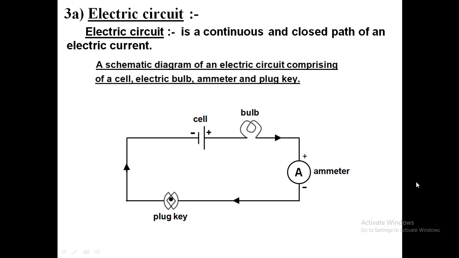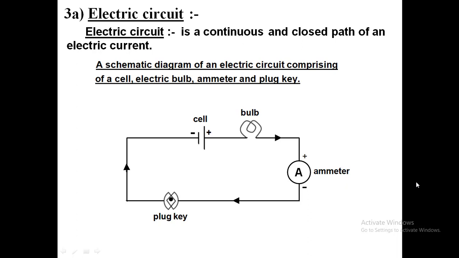Dear students, in this video you are going to learn about what is an electric circuit and different types of electric components. What is an electric circuit? An electric circuit is a continuous and closed path of an electric current. So in order for current to flow, we need a closed path. Then only can current flow from one end to the other end.